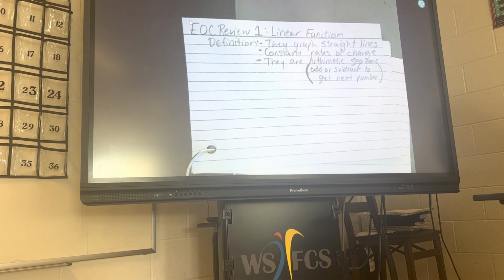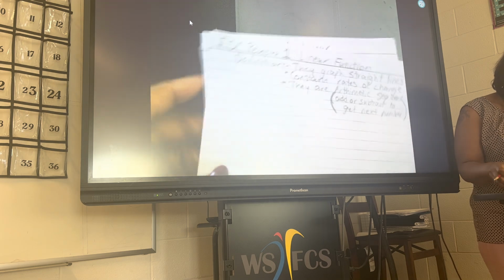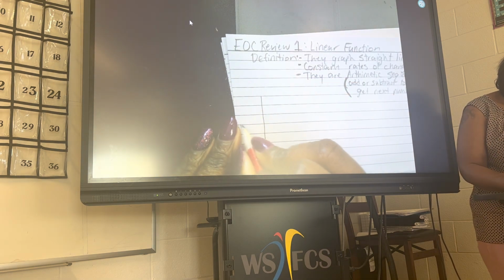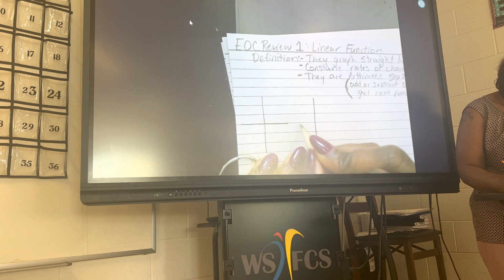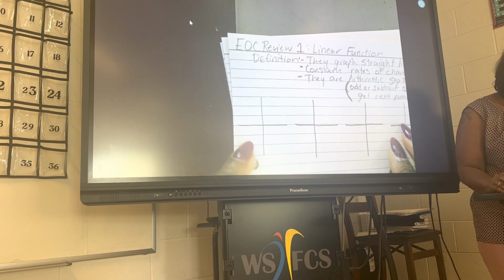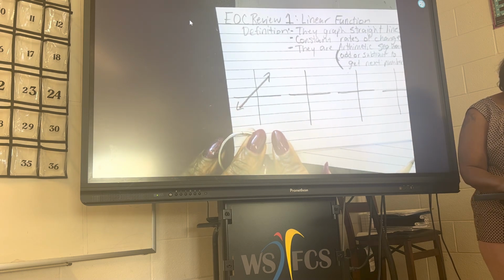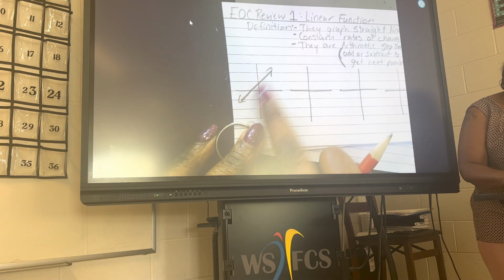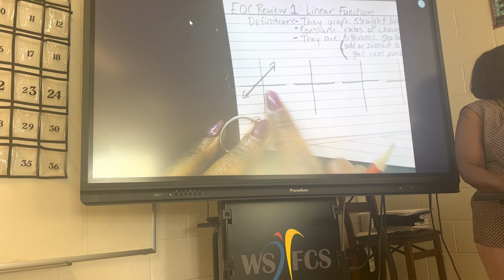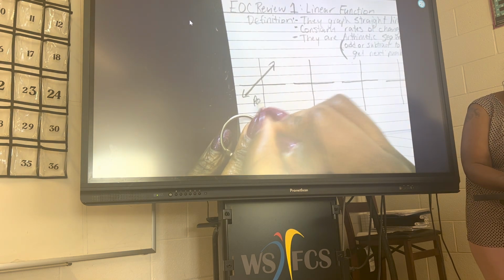All right. With a linear function, you can have 4 different graphs. Okay? This is what they look like. 1, 2, 3, 4. So you may have a straight line that goes up. What kind of slope is this line? The line is going up. Miss Reyes, what kind of slope is that? It's a positive slope. Thank you, Mia. Positive slope.